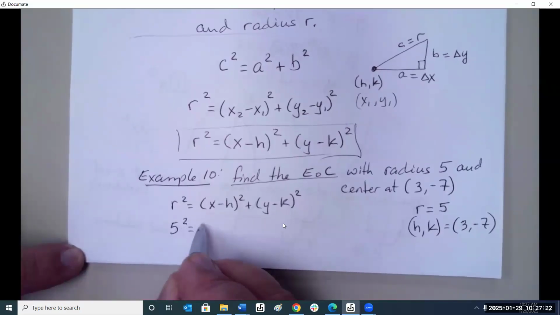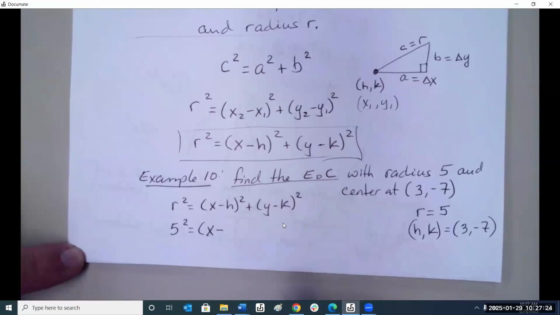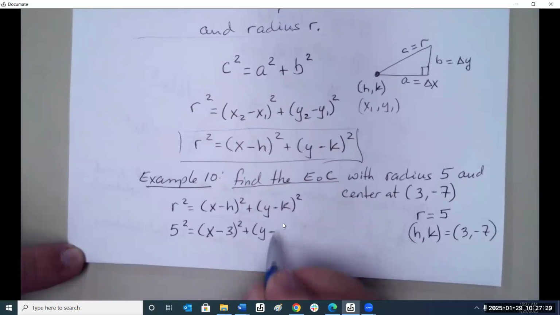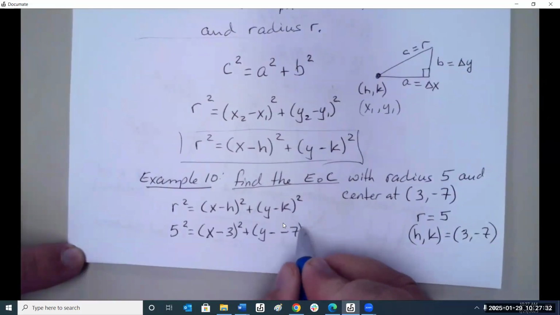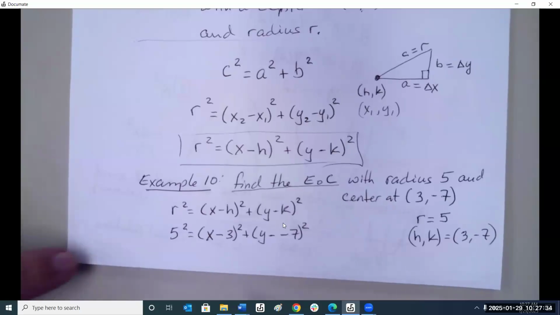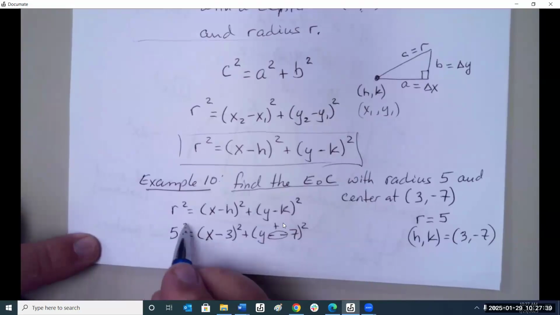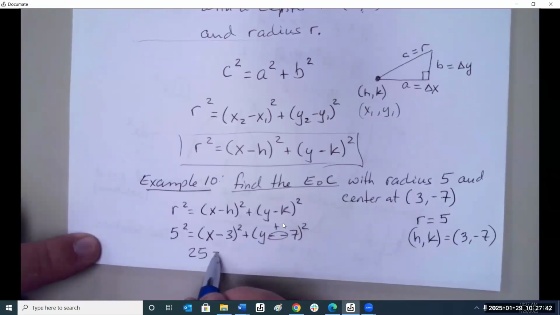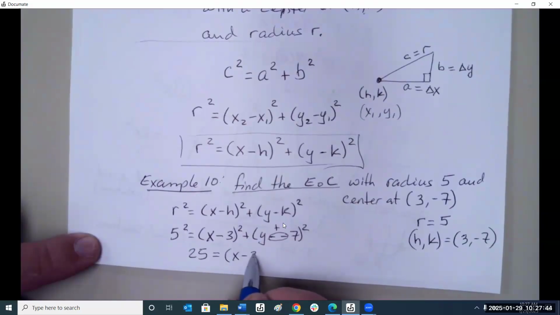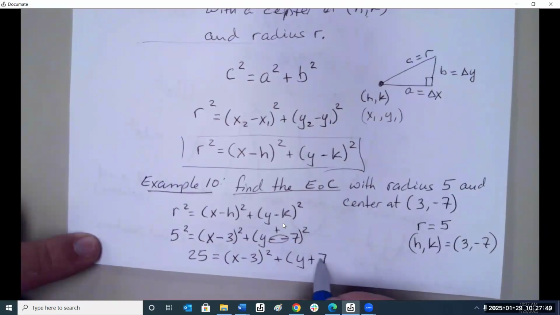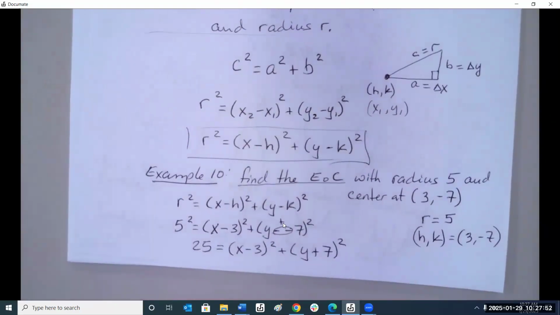R is 5. X minus h is 3. Y minus -7 squared. 2 negatives become a what? So 5 squared is 25. x minus 3 squared plus y plus 7 squared. There's your equation of a circle.